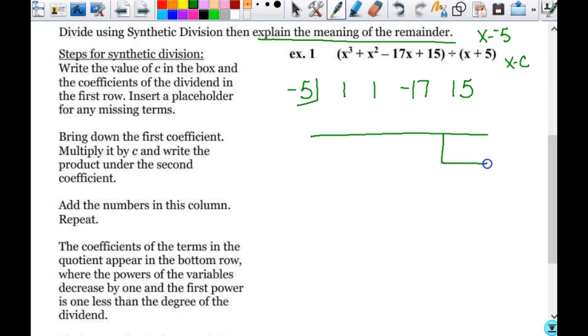So this last one here, I'm going to box off because that's where our remainder goes. Okay. So then we bring down the first coefficient. I just bring down the 1. Negative 5 times 1 gives me a negative 5. That's what I write right there.